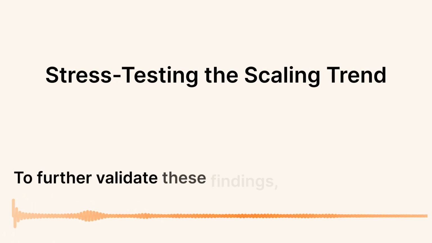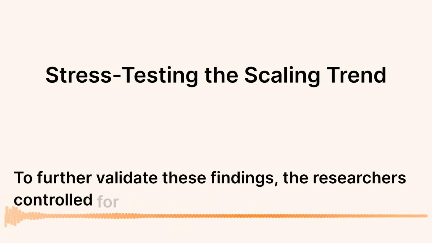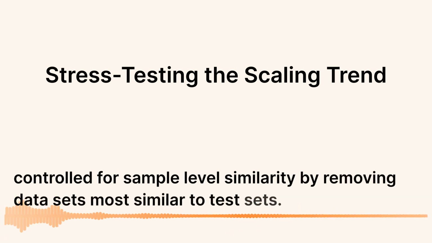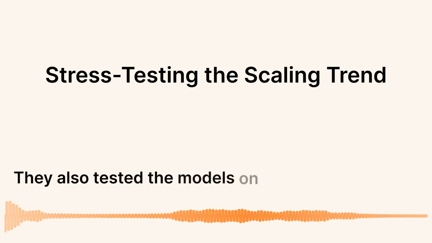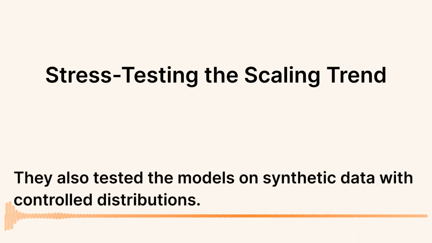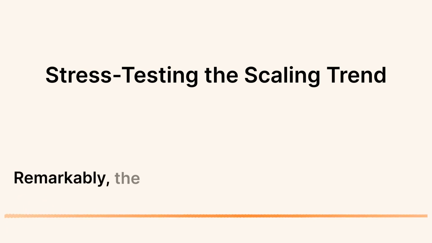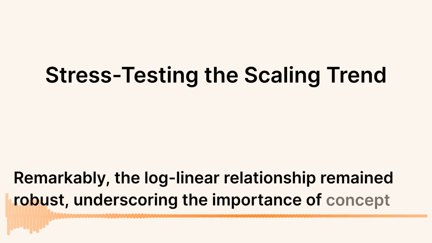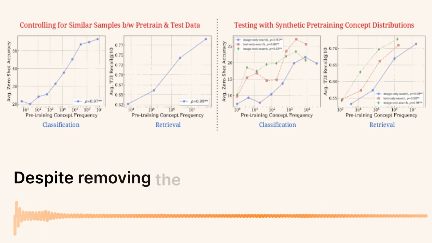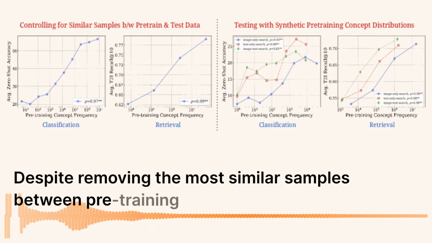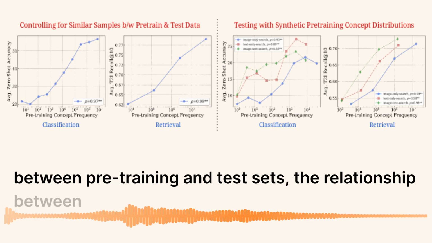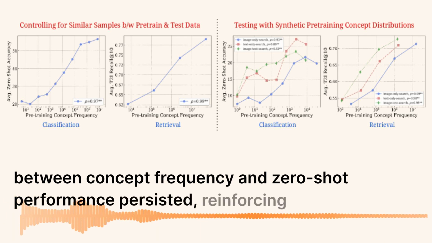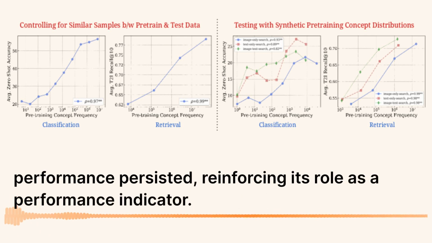To further validate these findings, the researchers controlled for sample-level similarity by removing datasets most similar to test sets. They also tested the models on synthetic data with controlled distributions. Remarkably, the log-linear relationship remained robust, underscoring the importance of concept frequency. Despite removing the most similar samples between pre-training and test sets, the relationship between concept frequency and zero-shot performance persisted, reinforcing its role as a performance indicator.